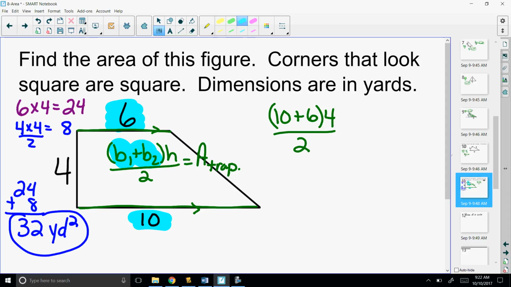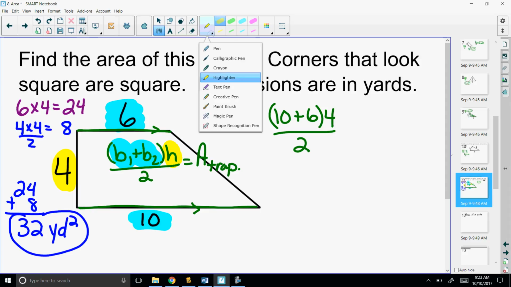Your height is going to be a perpendicular distance. Now the perpendicular distance happens to be one of the sides here, even though that's not marked as a right angle right there. I apologize for that. But your height is that perpendicular distance. So I'm going to add these 2 together.